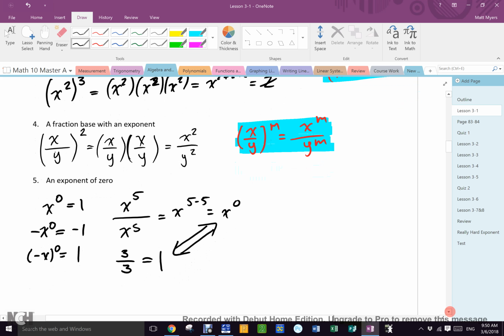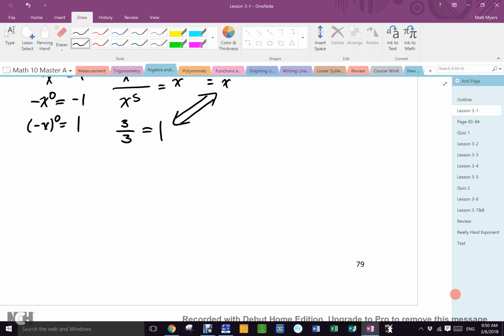All right. So the rule is x to the 0 equals 1. Now you may want to add in the other two situations. Negative x to the 0 is -1, and negative x to the 0 in brackets is +1. You may want to write those in red or over on the side with the rules just to remind you of that.